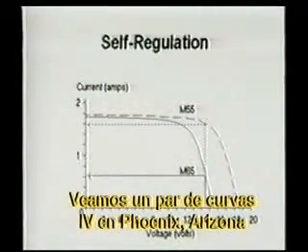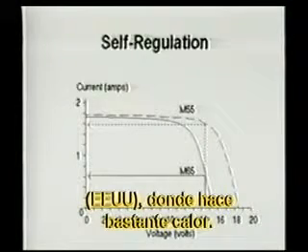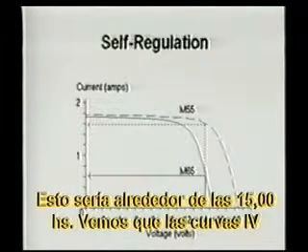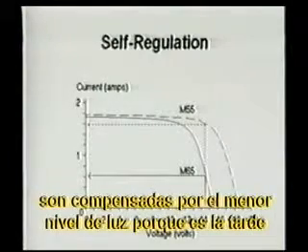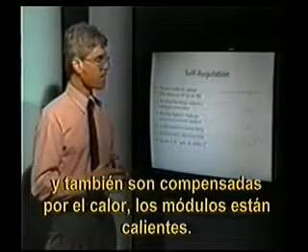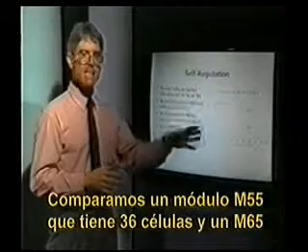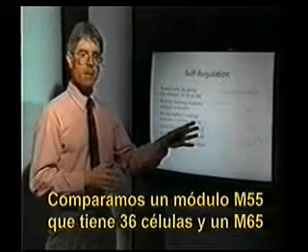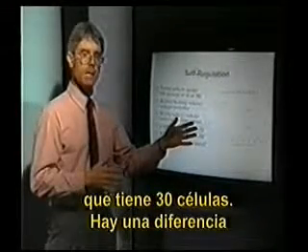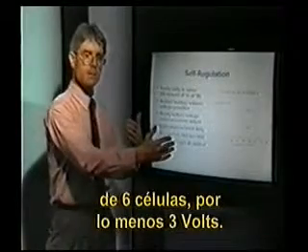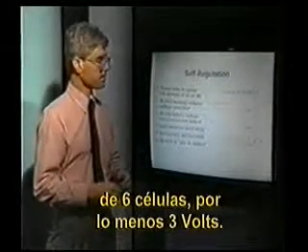Let's look at a couple of IV curves in Phoenix, Arizona in the U.S. where it gets pretty hot. Middle of the afternoon around 3 o'clock or so. We see the IV curves are compensated for lower light level because it's afternoon and for heat. The modules have gotten hot. We're comparing an M55 module that has 36 cells and an M65 module that has 30 cells. So there's a difference there of 6 cells, at least about 3 volts.